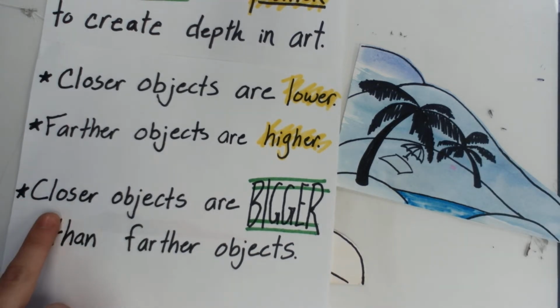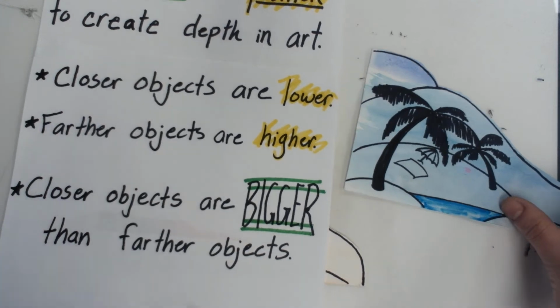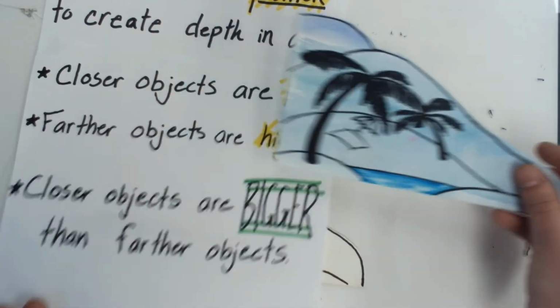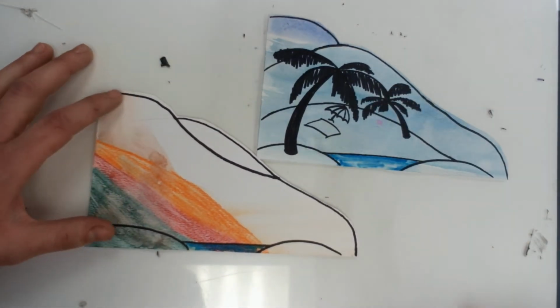The closer an object is to the viewer, the bigger those objects are. So closer objects are bigger than farther objects. This tree is closer, so it's bigger than that tree. Let's get some trees, something like that, into your art.